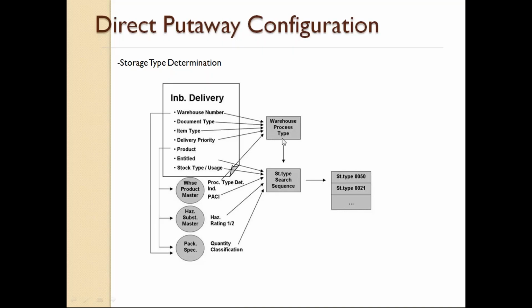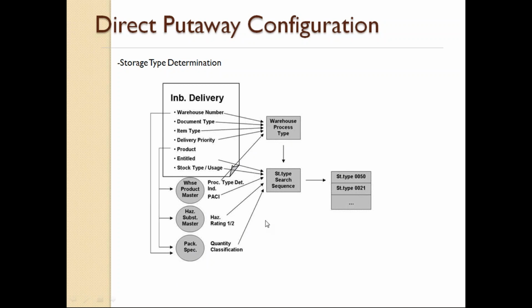Okay, let us go back to our transition. So we just saw process type being determined based on warehouse, stock type, item type, priority, product, stock type. So you have a process type, which is direct priority, then product, party enter, dispose, stock type, PASI, hazardous, ingredients, packing spec, quantity specification. All these parameters will help us search a storage type, which will have a sequence, and that sequence will tell us which are the storage types to be searched for.